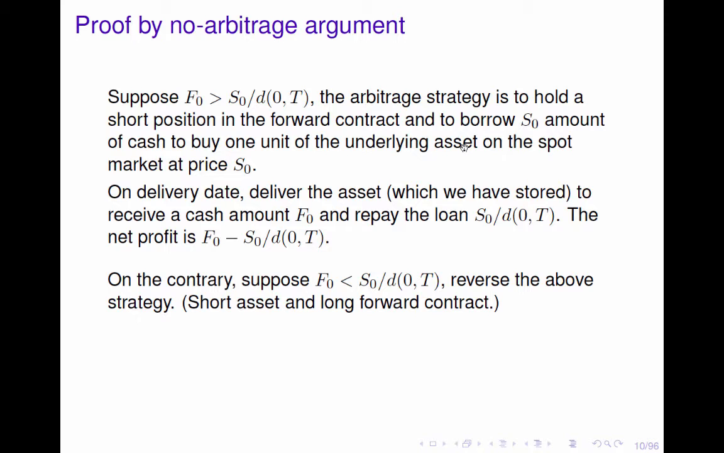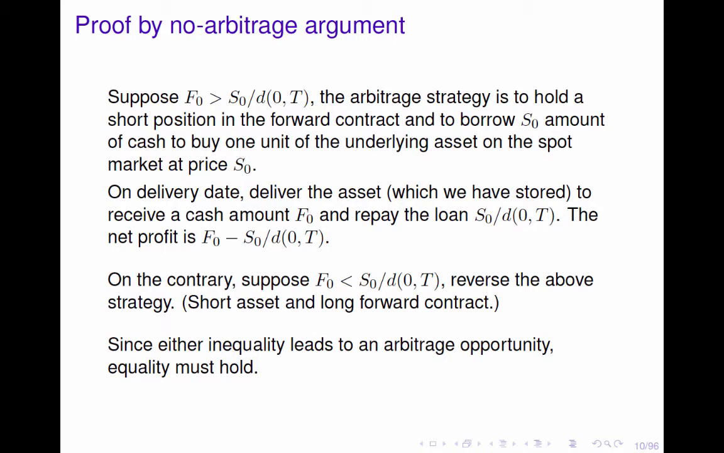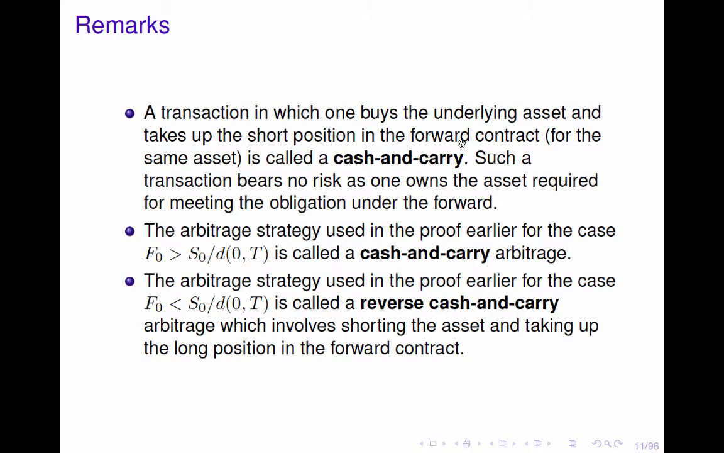For the second case, if F0 is strictly less than S0 divided by the discount factor, just reverse the previous strategy. That is, short the overpriced asset and long the underpriced forward contract. Since both cases lead to an arbitrage opportunity, equality must hold. Here are some remarks related to the trading strategies introduced in the previous proof. A transaction in which one buys the underlying asset and takes up the short position in the forward contract is called a cash and carry.